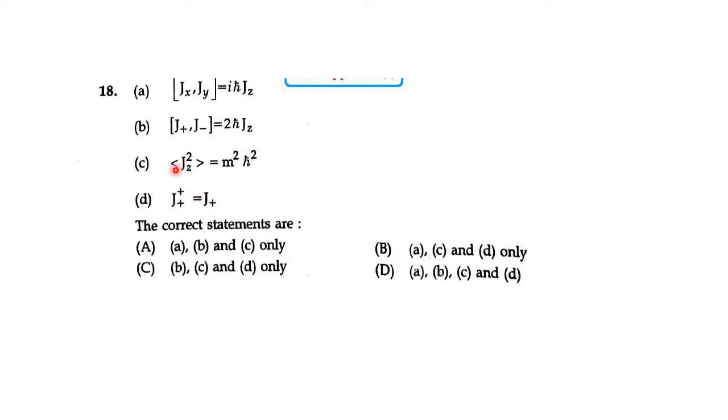So in this discussion, option A is given as [Jx, Jy] = iħ Jz. We need to verify whether this commutation is true or not. In a similar manner, option B: [J+, J-] = 2ħ Jz, whether it is right; option C: the average value of Jz squared equals m squared ħ squared; and option D: whether the raising operator dagger is equal to J dagger. We are going to check whether these four options are right or wrong.